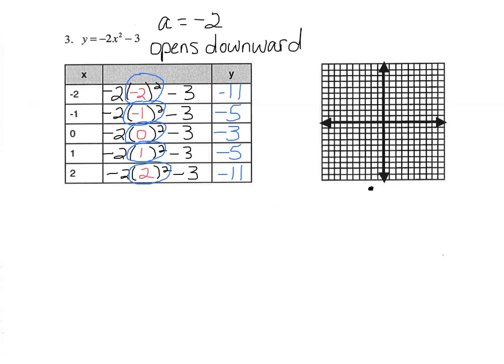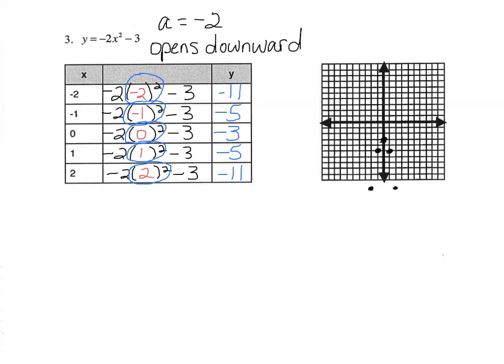-1, -5. Go to the left 1 and then down 5. 0, -3. Start at 0, 0. Go down 3 spots. 1, -5. Go to the right 1 and down 5. And then 2, -11. Go to the right 2 and down 11 spots. Again, it's off our graph.